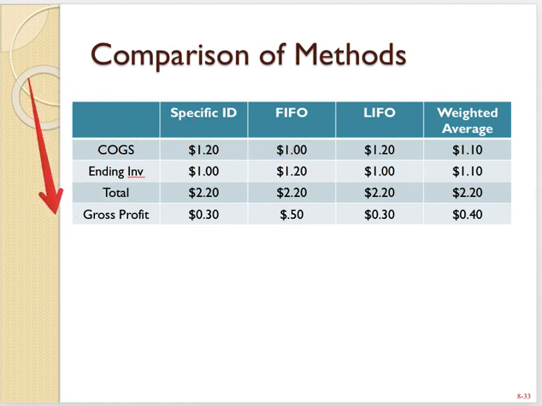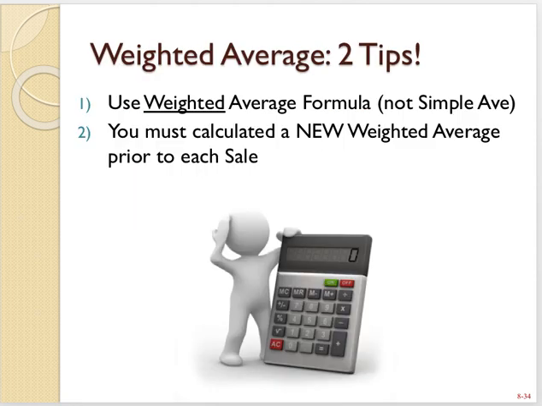Okay. So now you can see how depending on which method you use, you're going to have a different result. Your financial statements are going to look different because your cost of goods sold is going to be different, your ending inventory is going to be different, and your gross profit is going to be different. Now, before we move on, I want to give you a couple tips related to weighted average because, again, I told you this was the most complicated of them all. And my two tips are this. The two things I want you to remember are, number one, to use the weighted average formula, not a simple average. And number two, you must calculate a new weighted average prior to each sale. And I'll give you some examples of those right now.